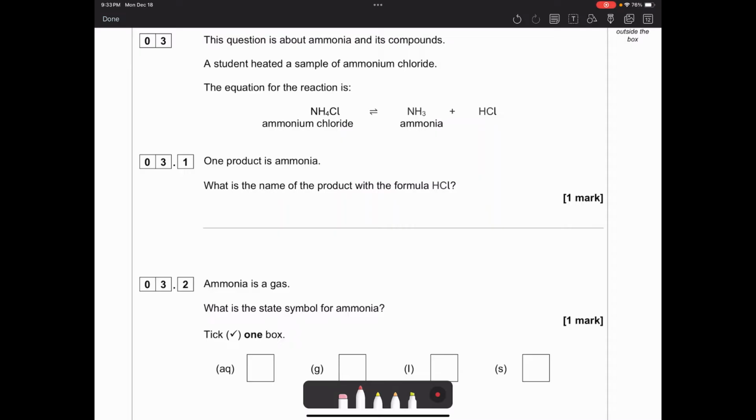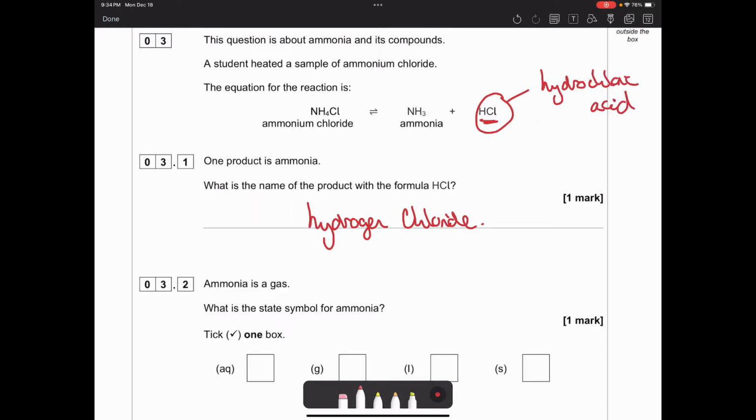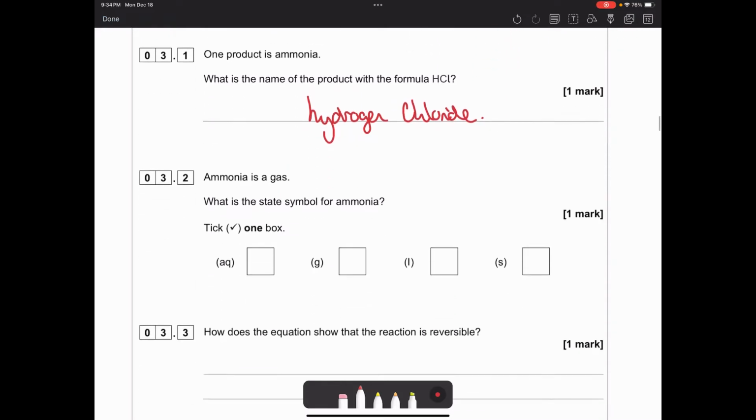Question 3 then. This question is about ammonia and its compounds. A student heated a sample of ammonium chloride. The equation for the reaction is given below. One product is ammonia. What is the name of the formula of HCl? So you've got hydrogen and you've got chlorine. So when you've got hydrogen and chlorine bonded together, it becomes hydrogen chloride. But you are also allowed to say this is the formula of hydrochloric acid. So that would also be accepted as well.